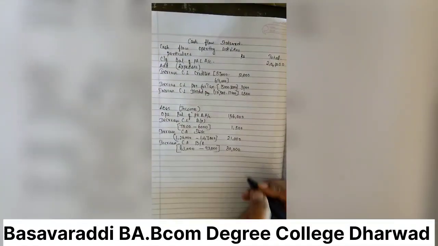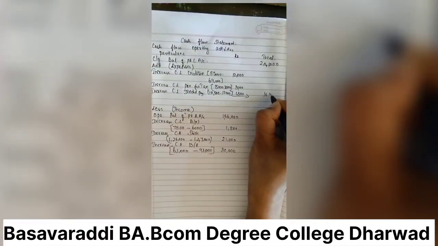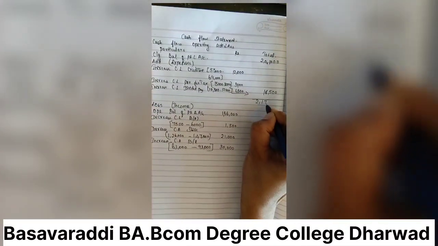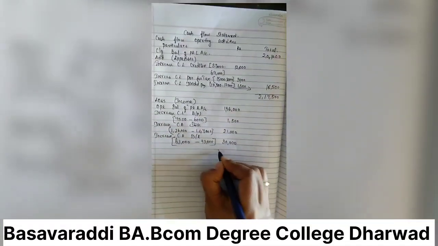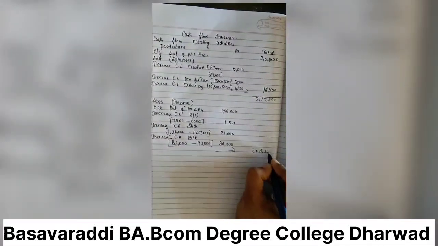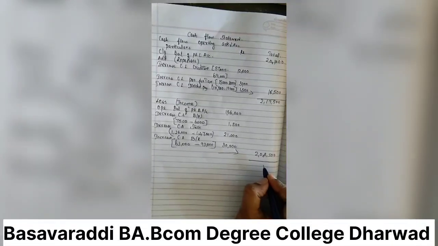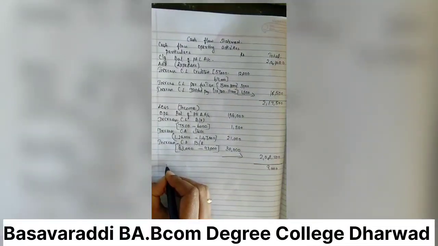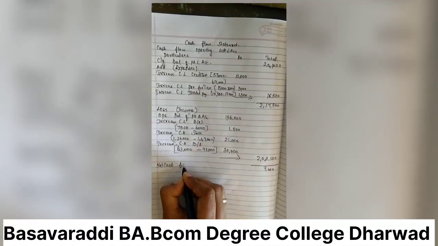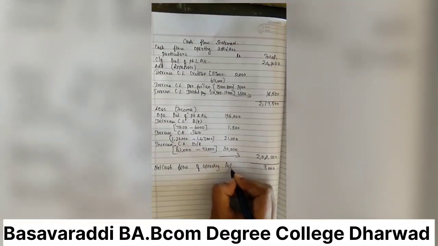Now everything is completed. You have to add it all. You added all those things, 16,500. It is 2,17,500. You have to enter it in the outer column. That is 2,08,500. The value was 9,000. That is considered as net cash flow of operating activities.